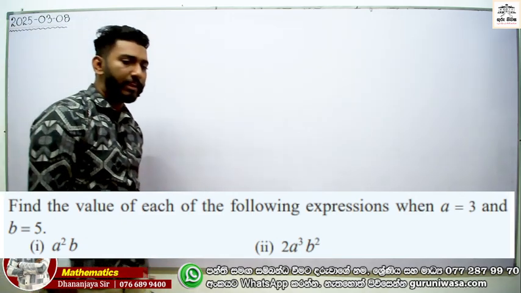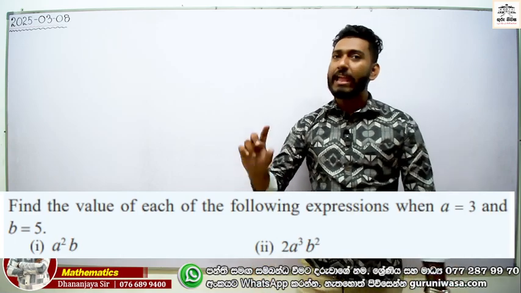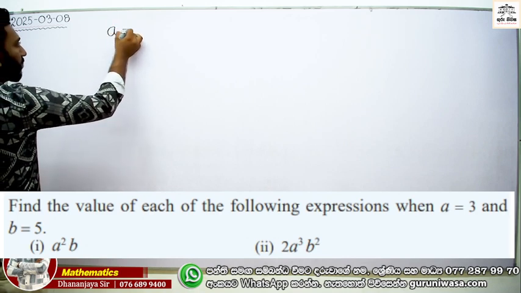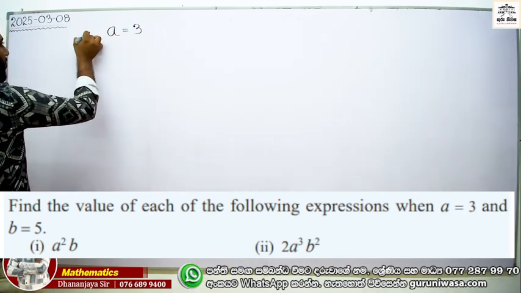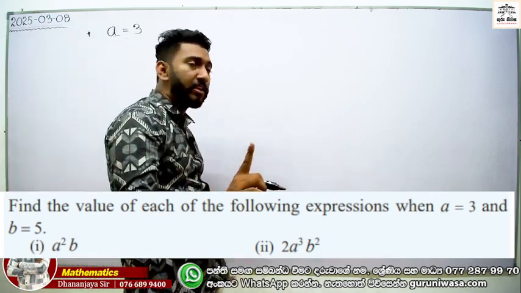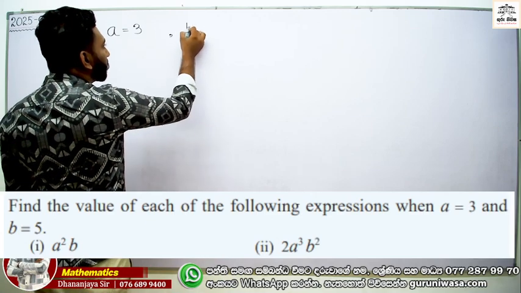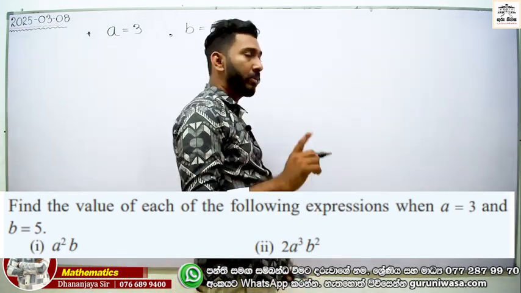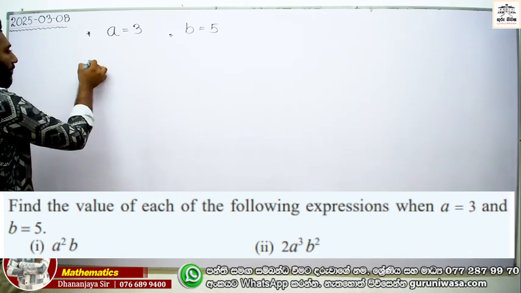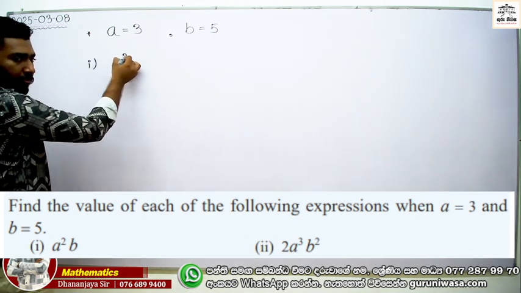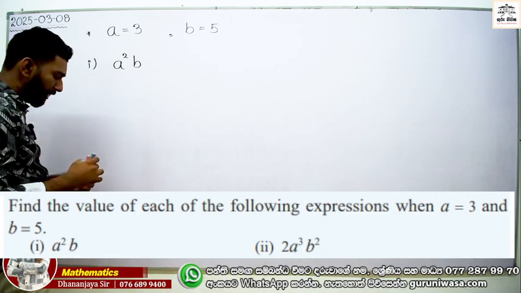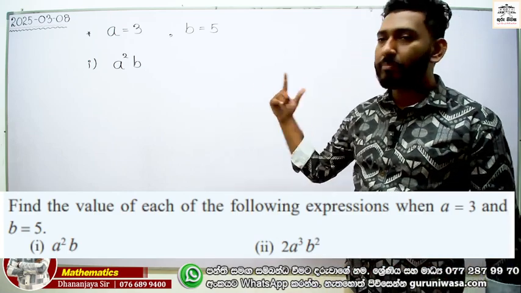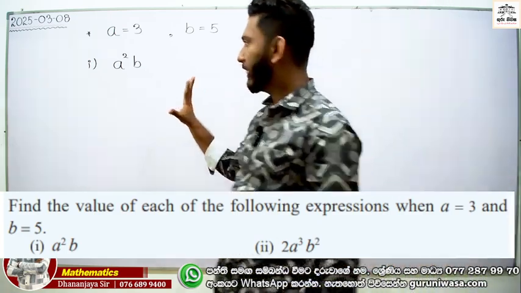Find the value of each of the following expressions when a becomes 3. Now look at a equals 3, as well as b equals 5. Now we have to find the value. Look at example number 1: a to the power of 2 and b. We have to write it as a product, a to the power of 2 into b. That's the meaning of that.